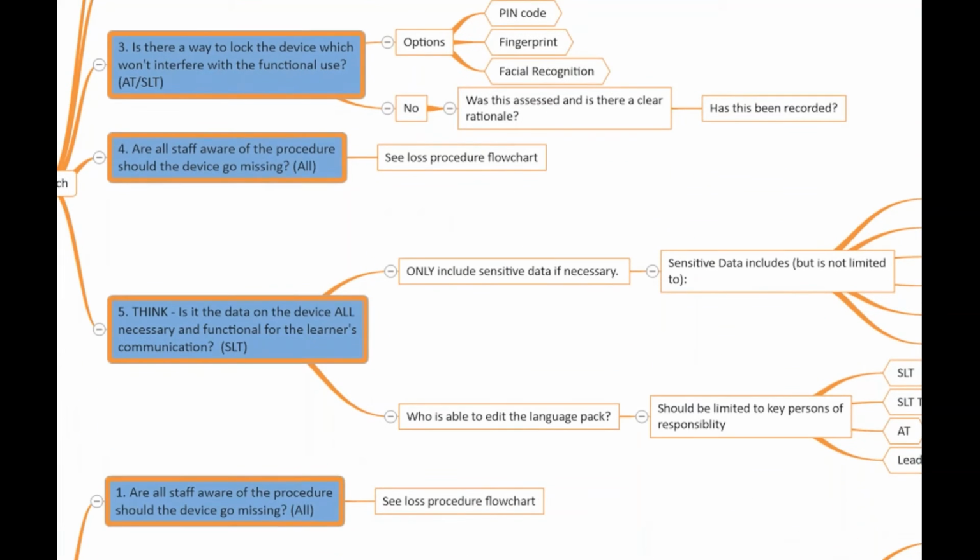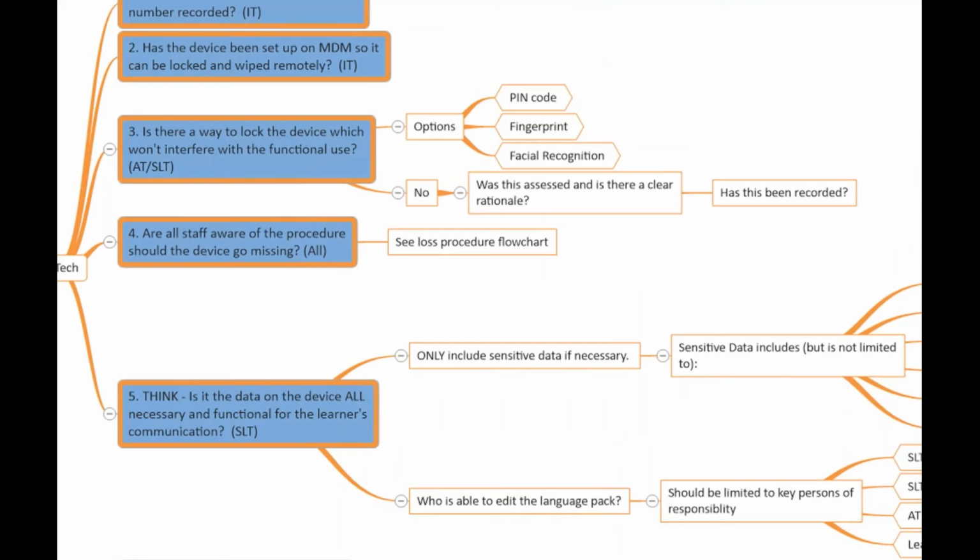So moving on to number 4, and again, all of these things are important before we're even talking about what goes on the device. Are all staff who might be working with that individual aware of the procedure should the device go missing? So bringing us back to number 2, if we want to remotely wipe that device or lock it, we need to know as soon as possible when that device has disappeared or can't be found, even if it's only temporary.